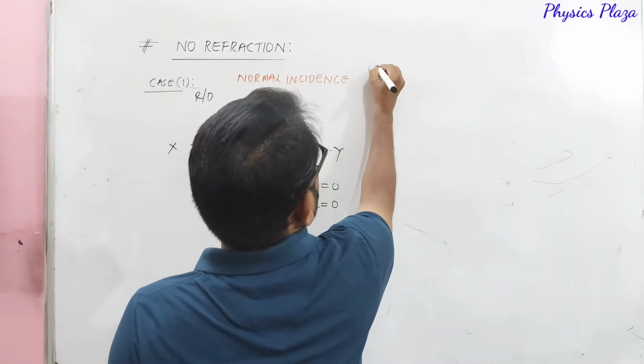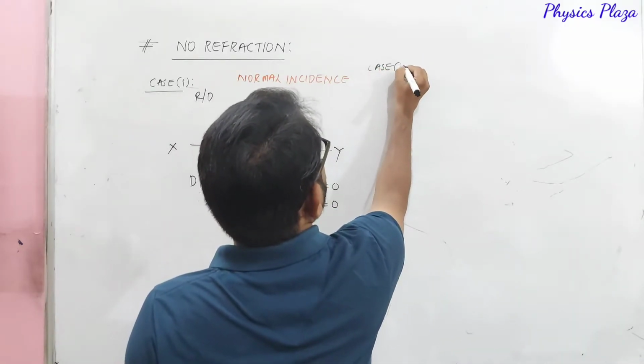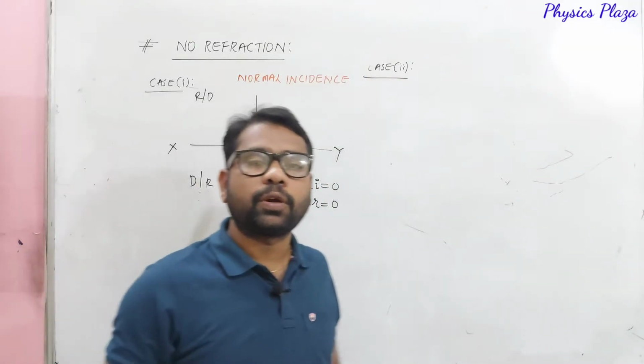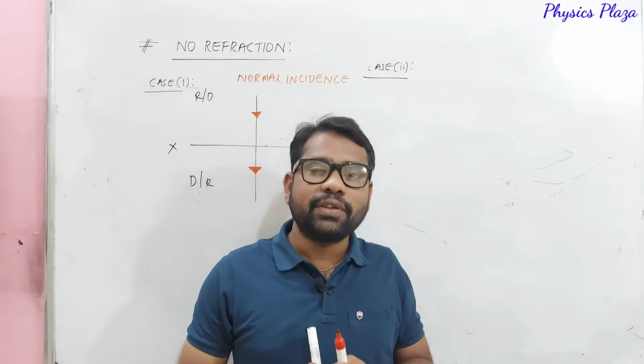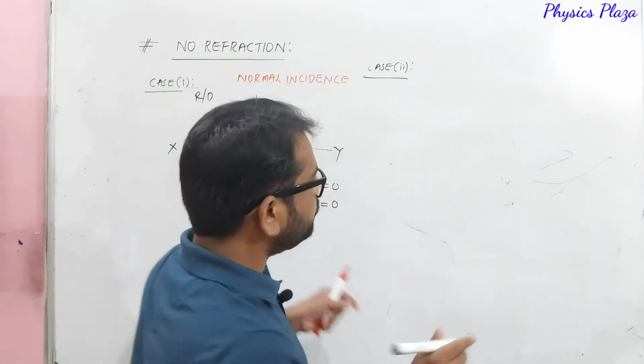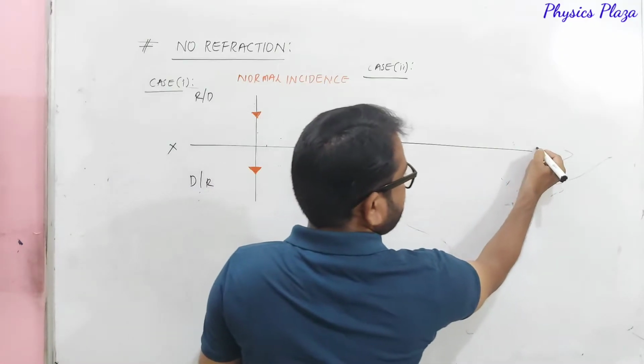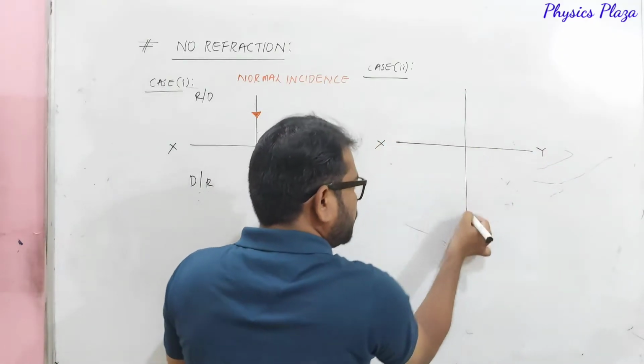Now here, case 2. We may think that only when light is incident normal to the interface, it is not getting deviated. But let us see one more special case, dear children. Here is the interface between the two mediums, X and Y. And here is a normal.